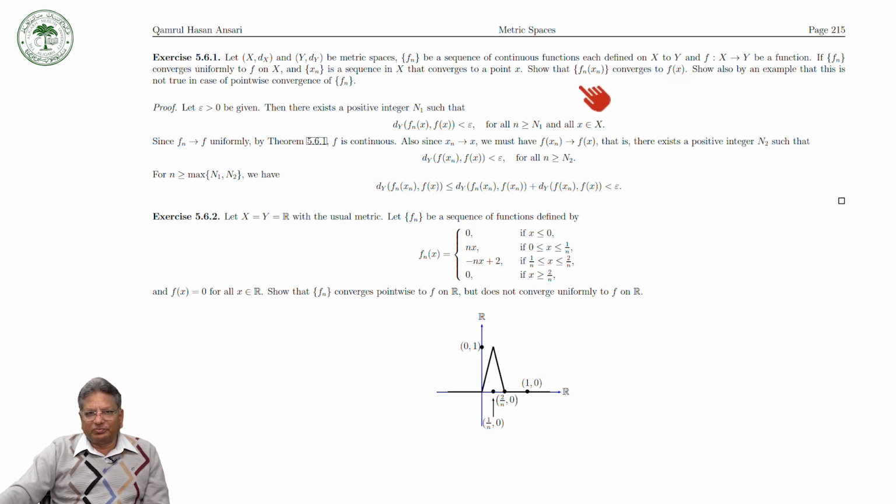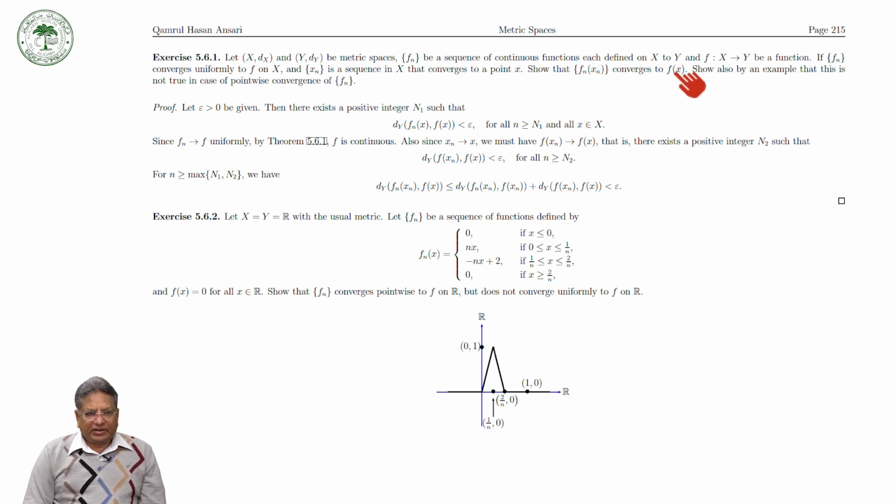Okay, so what is this? So first is that Fn is a sequence of continuous functions that converges uniformly to f, and xn converges to x, then Fn(xn) converges to f(x). And show also by an example that this is not true in the case of pointwise convergence of Fn. So if this is pointwise convergence, then this statement does not hold good.